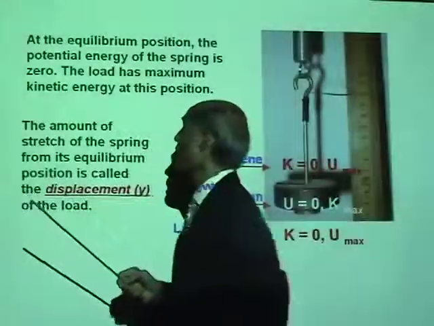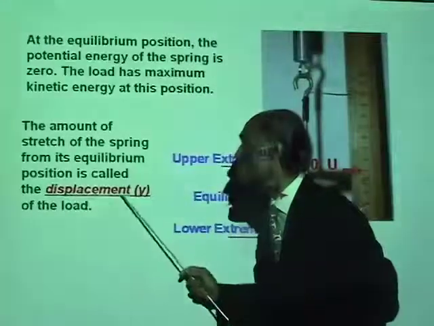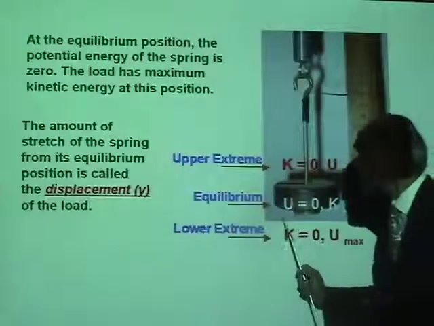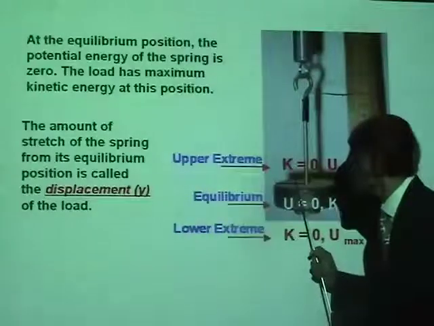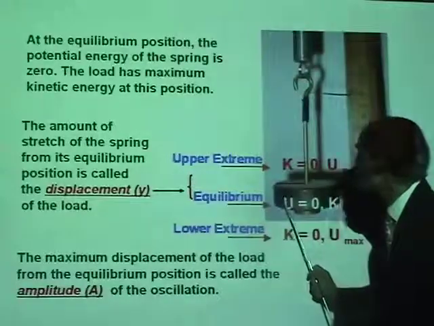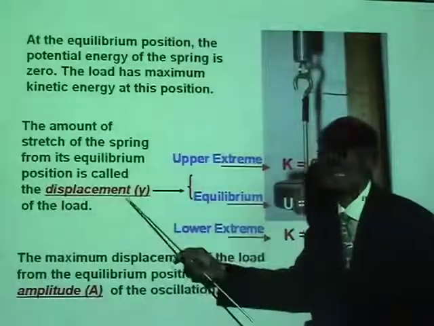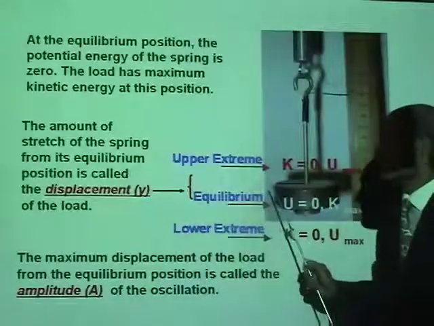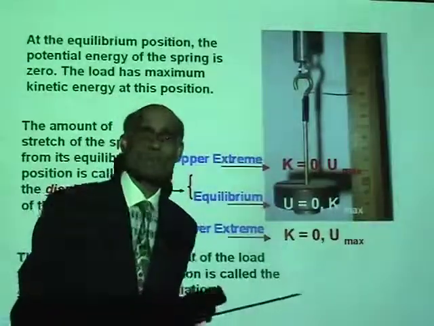The amount of stretch of the spring from its equilibrium position is called the displacement Y of the load. You can see the load is at the equilibrium position. As it keeps moving up, at any particular position, the distance the load moves from the equilibrium position is called the displacement, and we will represent that by the letter Y. Now, can you look at this and tell me what is the maximum displacement of the load?